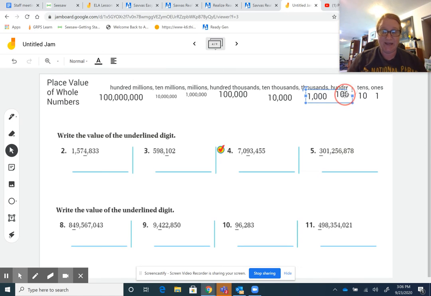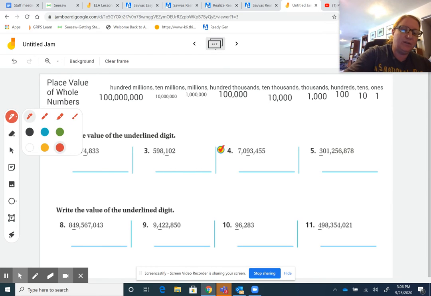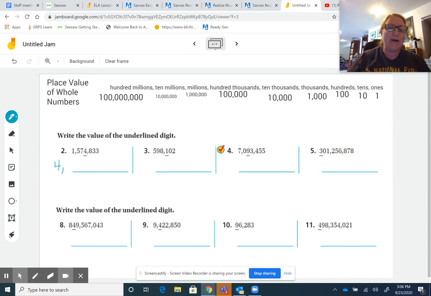So we need to take the place value and multiply it by the number in the underlined value. So the first one, it's actually number 2, has a 4 there. Let me switch to blue. So I'm going to write a 4, and then I notice that it's in the thousands place, so it's worth 4,000. Okay. The next one is a 1, and it's in the hundreds place, so it should have 2 zeros after it.